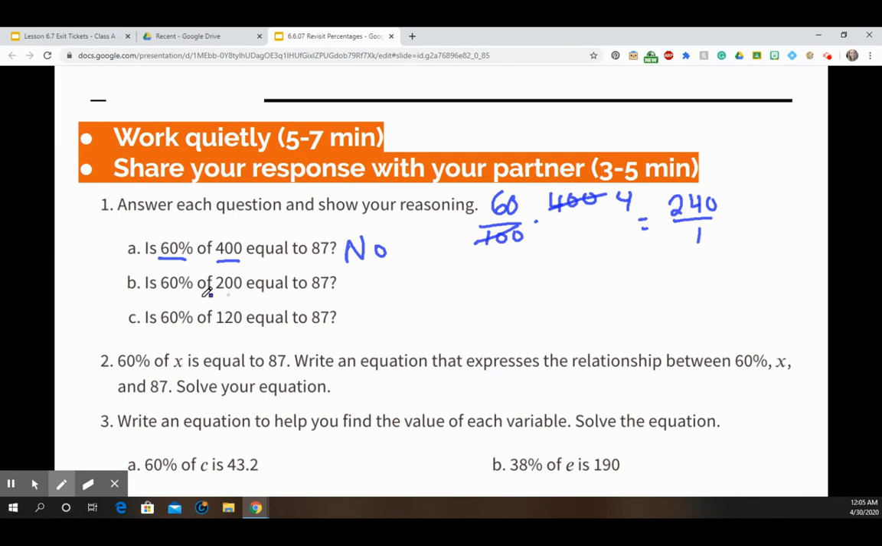So you can use that process to solve some of these other problems here. Solve as much as you can on your own. When you're done, press play and we'll go over it.